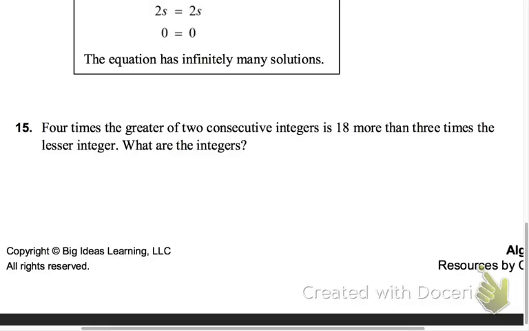All right, from 1.3, practice B, number 15 says: 4 times the greatest of 2 consecutive integers is 18 more than 3 times the lesser integer. What are the integers? So you have to kind of go back to whenever you were writing it in Algebra 1.